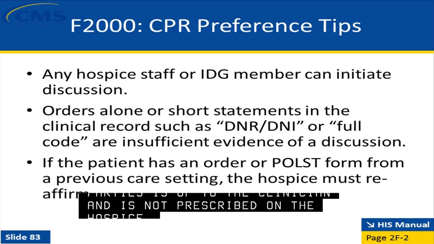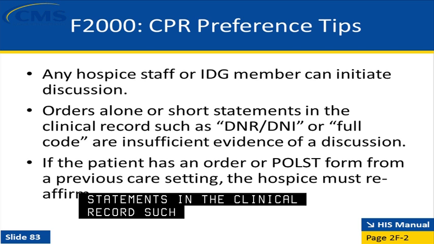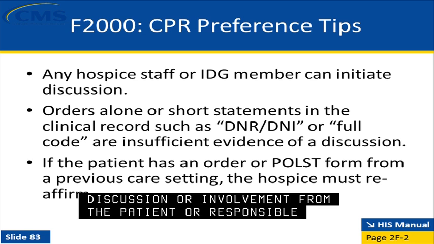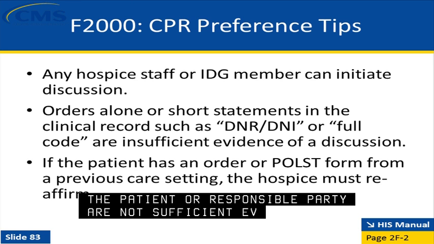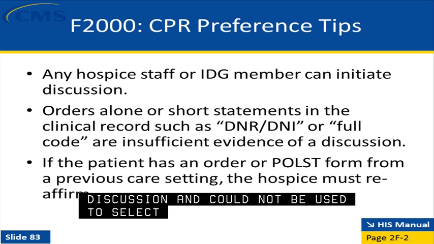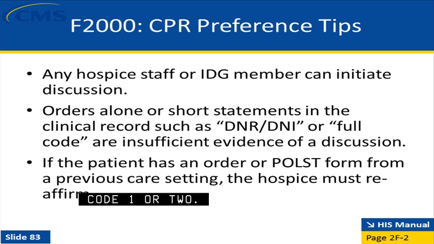Orders alone or short statements in the clinical record, such as DNR or DNI, or full code, without evidence of a discussion or involvement from the patient or responsible party, are not sufficient evidence of a discussion and could not be used to select either of the yes responses to F2000A. So that would be a code 1 or 2. And this is because orders alone do not show that the patient or responsible party were involved in a discussion with the hospice about their preferences.